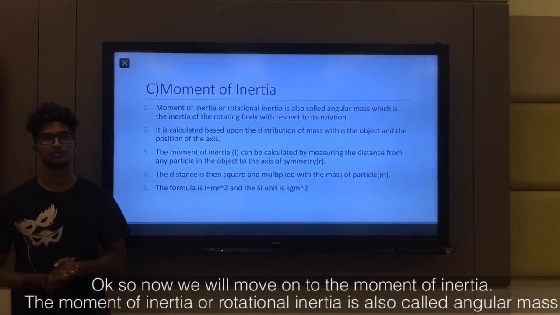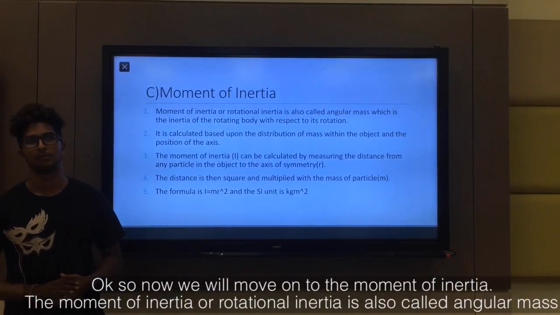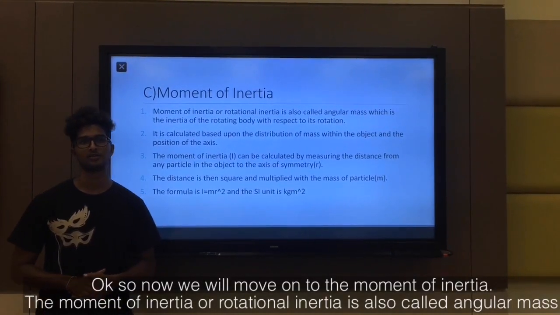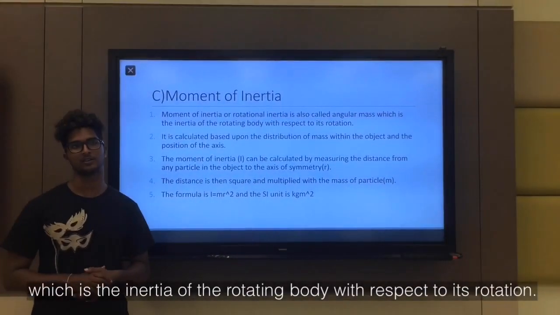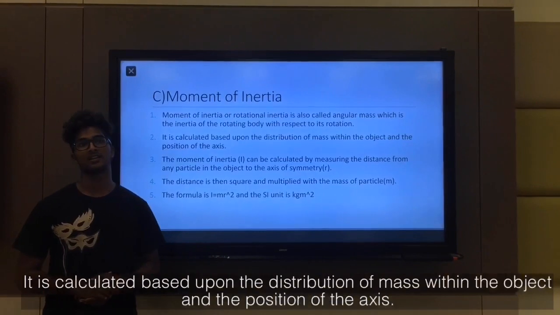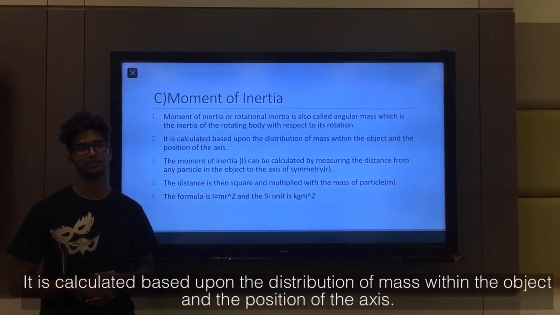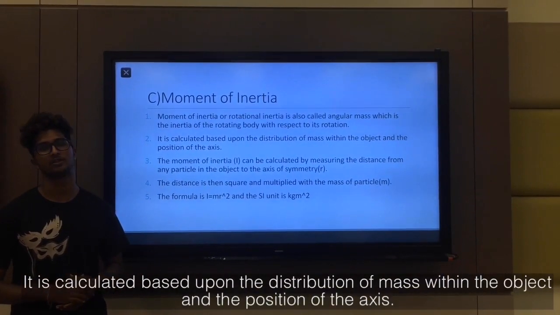Okay, so now we will move on to the moment of inertia. The moment of inertia or rotational inertia is also called angular mass, which is the inertia of the rotating body with respect to its rotation. It is calculated based upon the distribution of mass within the object and the position of the axis.